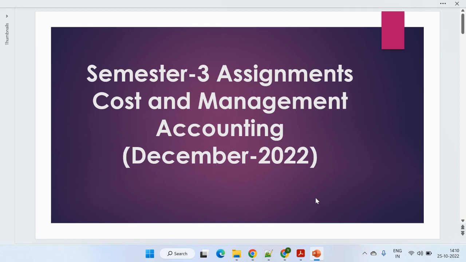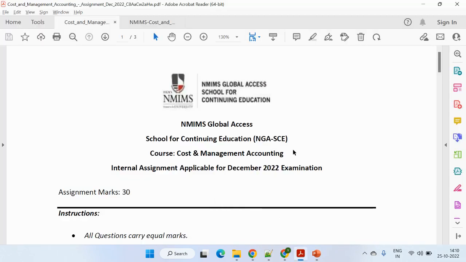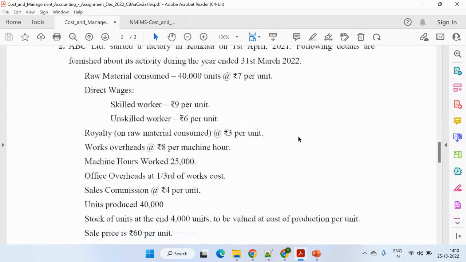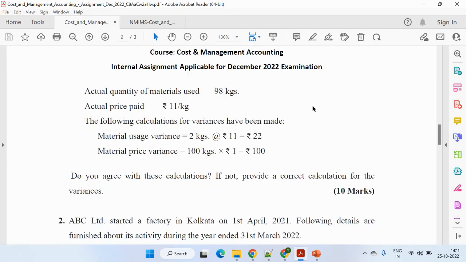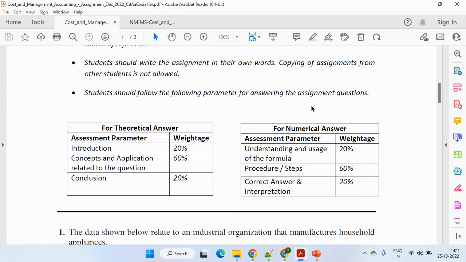Already you are aware of a lot of things. Just a quick recap: assignments cover 30 marks out of the total 100 marks for each subject. It includes three questions: first, second, and third. Third has two parts, third A and third B. Each of the first two questions has 10 marks. The third question is 5 marks: third A is 5 marks and third B is 5 marks. The maximum word count allowed is 1000 words, plus or minus 10% is totally acceptable.